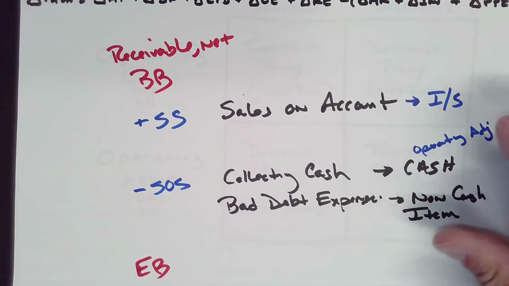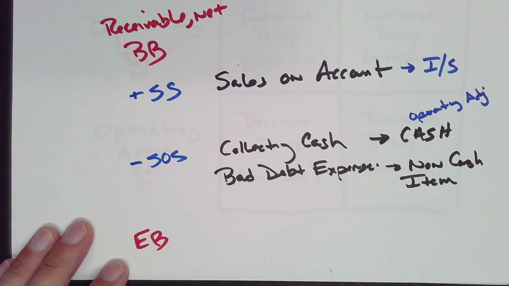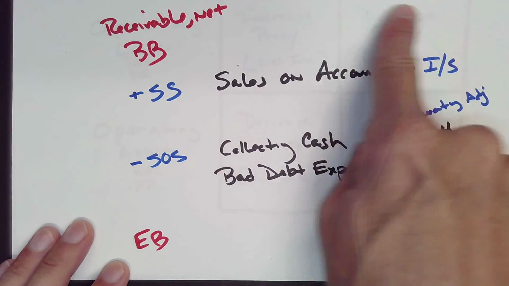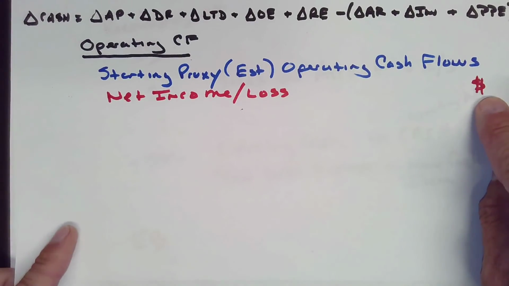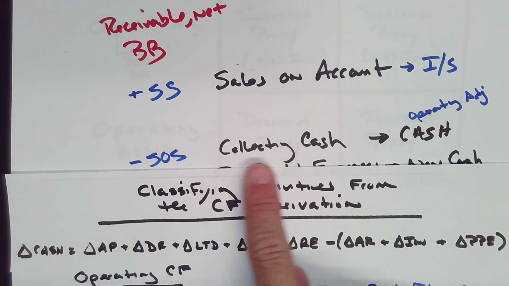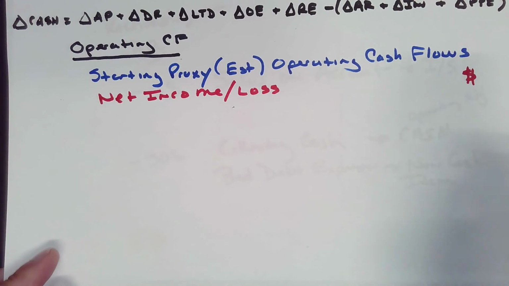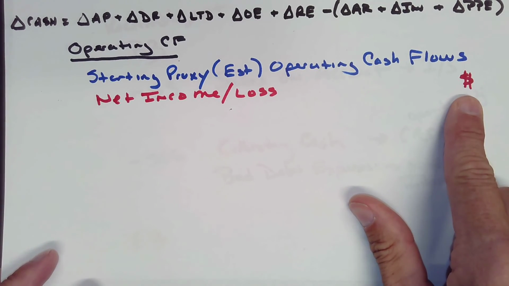Well, let's look at it the other way. What happens if net receivables goes down? Well, that means I have collected more cash than I have sales. So here in the income statement, that additional collection of cash is not represented. So when receivables goes down, or whenever any operating asset goes down, I need to increase the proxy.